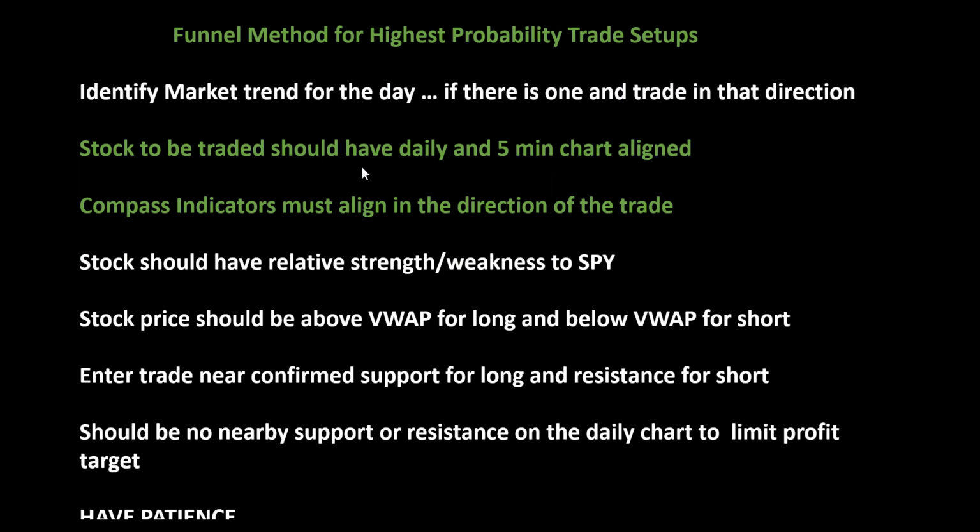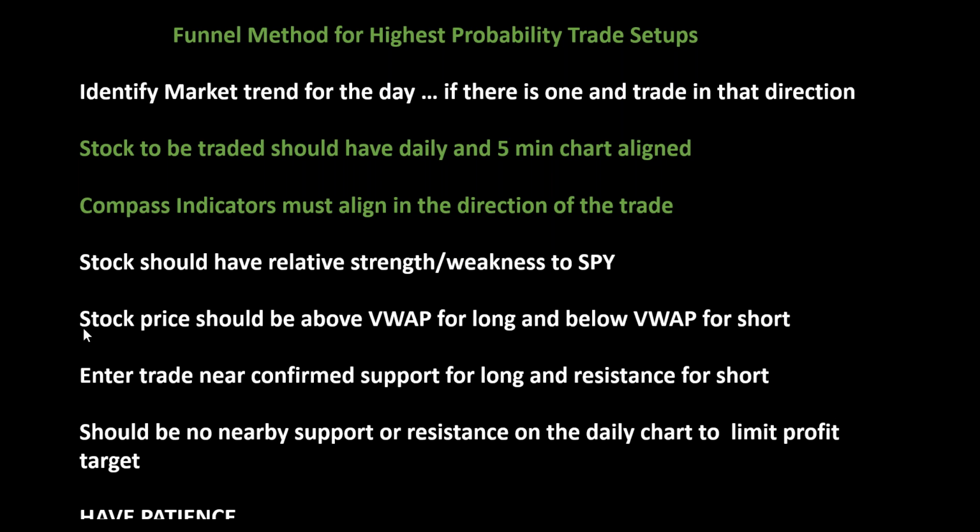The stock to be traded should have a daily and 5-minute chart aligned, as I just said in the funnel setup. This is, again, really, really important. And then the compass indicators must align in the direction of the trade. So this is really key, because if one of these is not true, you should not be in the trade. And I'm not going to be in any trade where that isn't true at the time I take the trade. Again, the stock should have relative strength or relative weakness to the SPY.